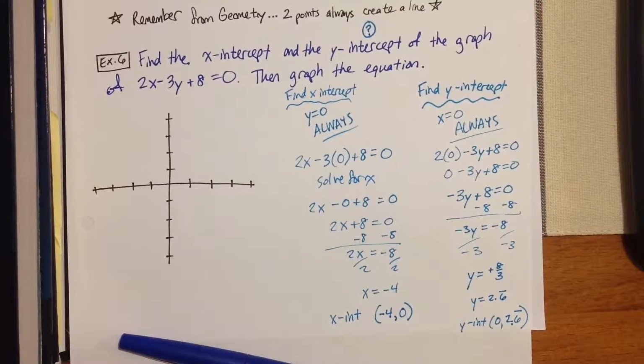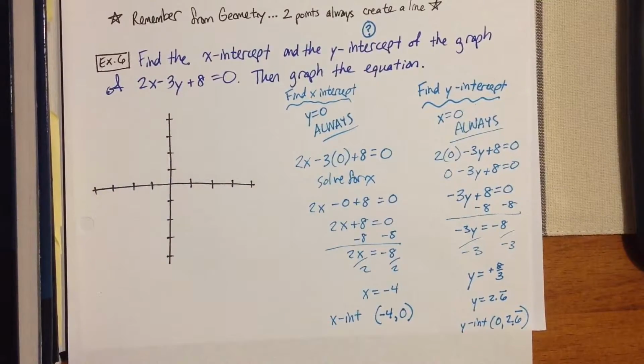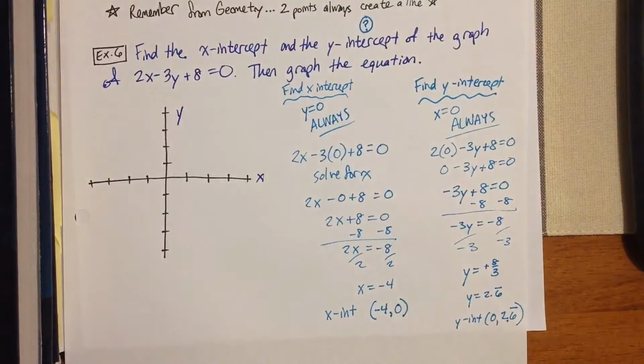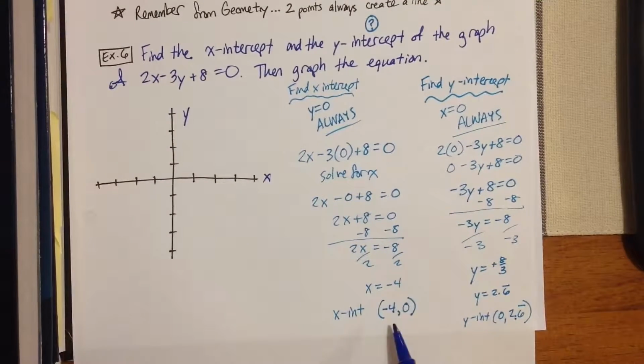Okay, so find the x-intercept, find the y-intercept of the graph. We have done that. Then graph the equation. So what I'm going to do is go off to the side. I've drawn an xy coordinate grid for myself. It's not labeled yet. You can always label it whatever you need it to be. Try to make it evenly spaced. I need -4, 0 as my x-intercept.